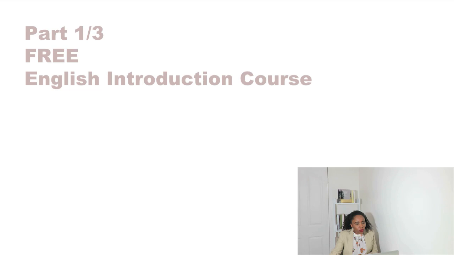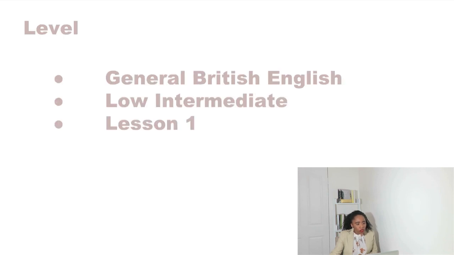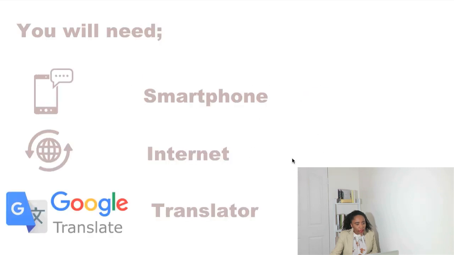So today we continue with the follow-up to English 1, an introductory course. Today we continue with the low intermediate category, lesson 1. What you will need will be your smartphone. You will need internet connectivity. You will also need a translator to look up any words you do not understand.